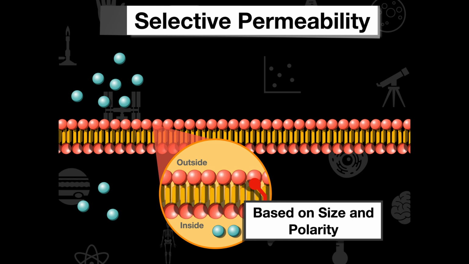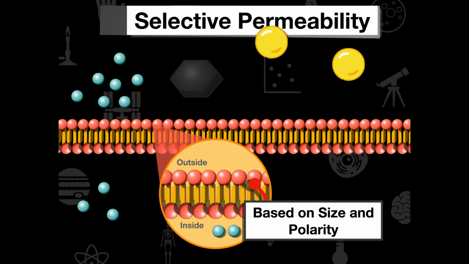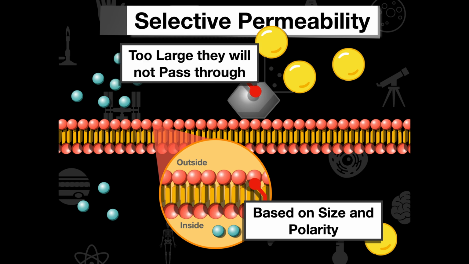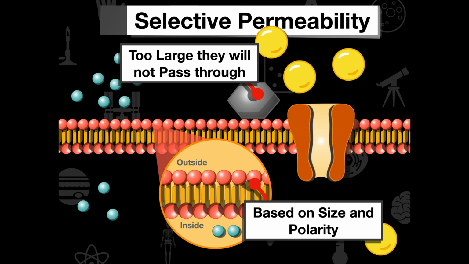The membrane's going to keep out larger molecules that it doesn't necessarily want in or wants to regulate. So we can see this molecule is too large to fit through, and it may not have the right polarity, so it's not going to be able to enter into the cell. However, let's say I want to get some of these yellow molecules into the cell. Well, I can use something called a transport protein, the proteins that we've looked at before.